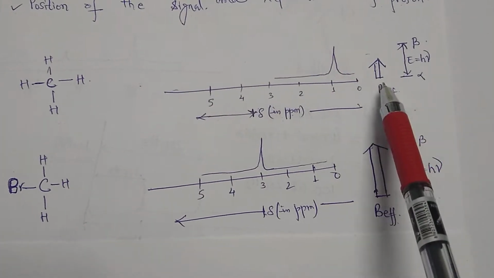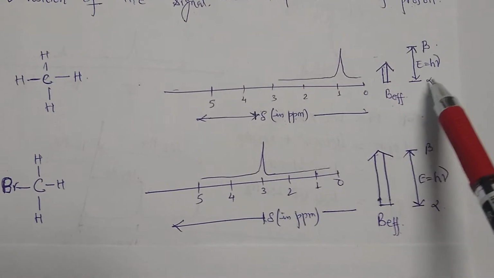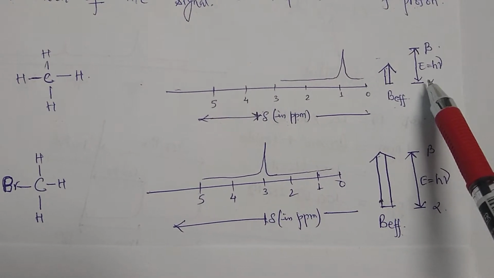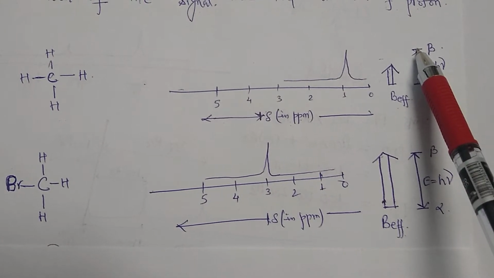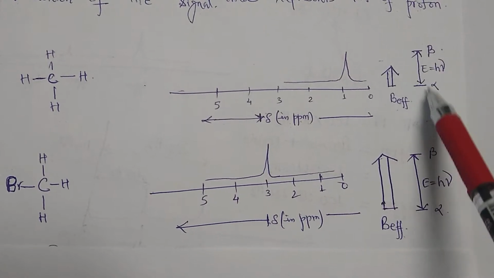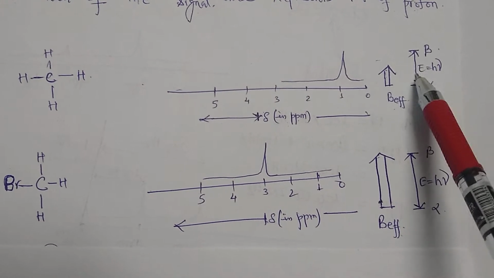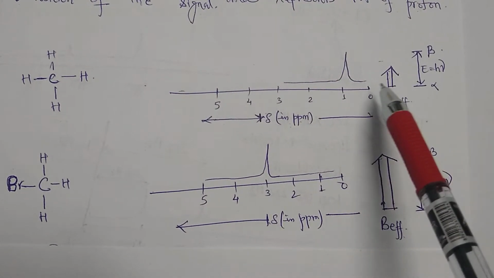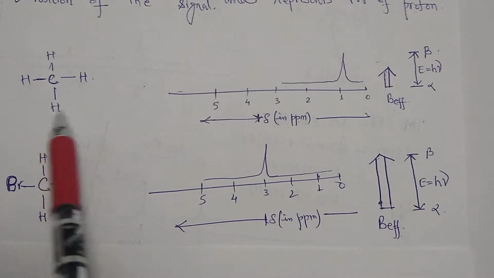If the effective magnetic field for these protons is less, then, as we have discussed in the basic concepts of NMR spectroscopy, for the alpha and beta spin states of the protons, due to the lower effective magnetic field, the energy gap will be very small. If the energy gap is small, then that will automatically result in a low frequency, which will give a lower frequency for these protons here.